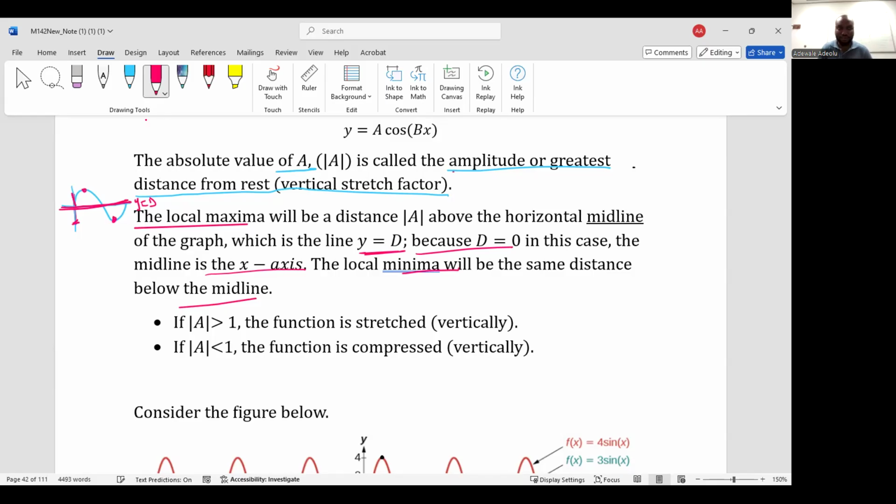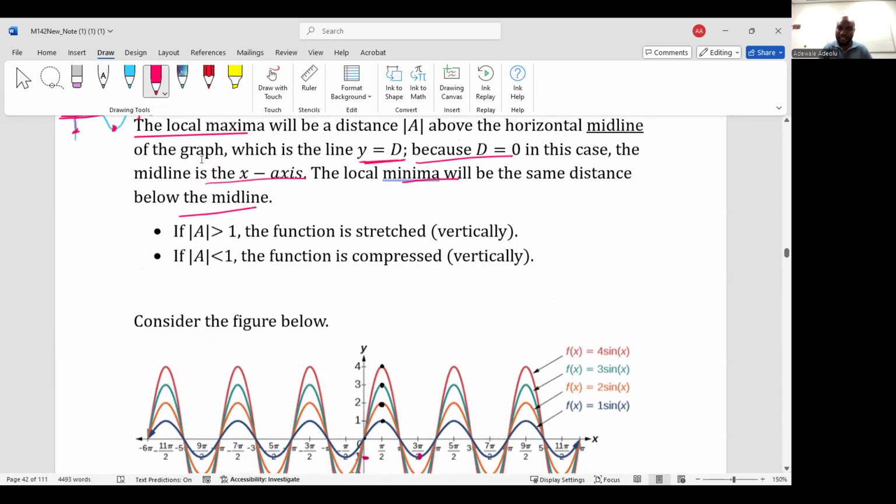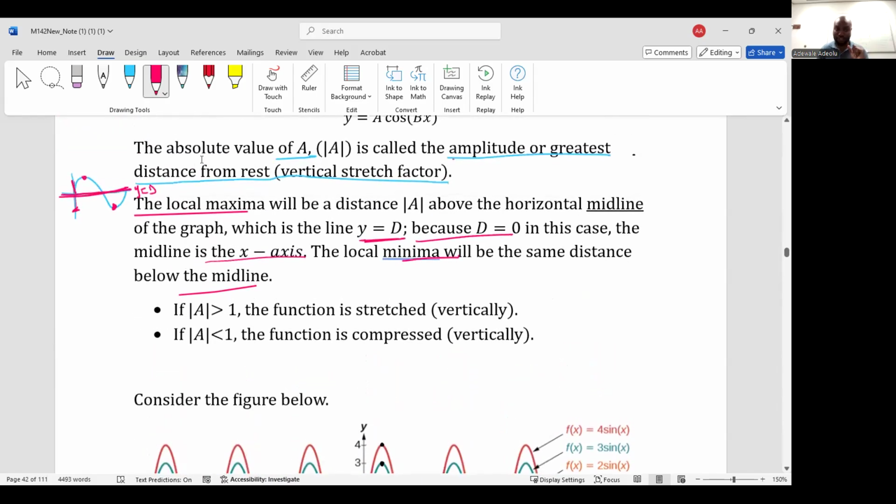Now let us take it a step further. How do we find the amplitude? I just need to find half of the difference between the maximum value and the minimum value. I just need to find half of that. That would be the amplitude, how tall the graph is from rest.